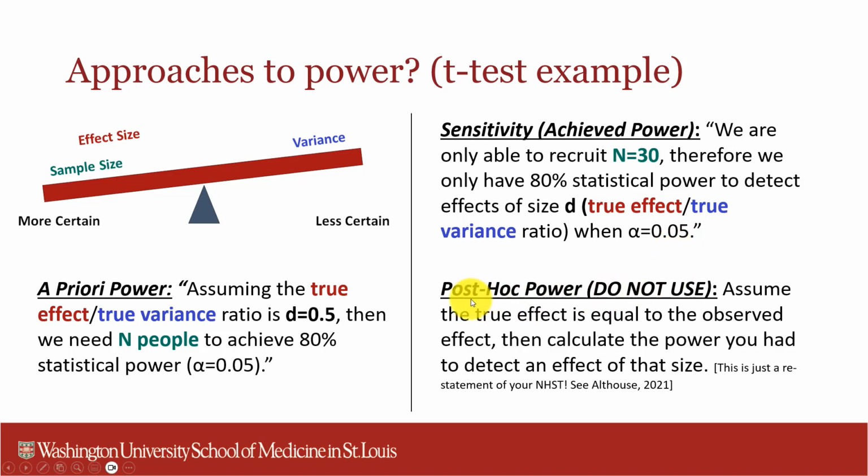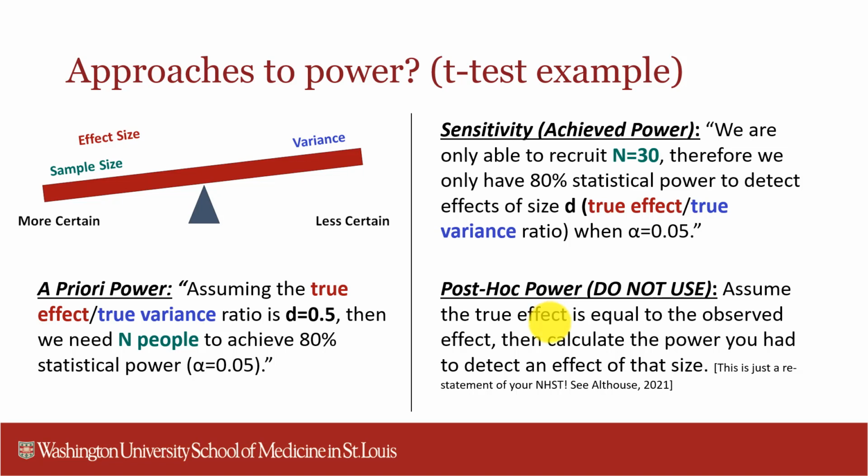The final one that you will sometimes see is what's known as post hoc power, and I would encourage you never to use post hoc power because it is a bad statistic. In post hoc power, you assume that the true effect is equal to the effect that you observed in your study, and then you calculate the power you had to detect that effect. And this just becomes a self-fulfilling prophecy based on your null hypothesis significance test. If you had a significant result, post hoc power will tell you that you had the power to detect it. If you have a non-significant result, post hoc power will say you did not have the power to detect it. So it's a pretty meaningless statistic.